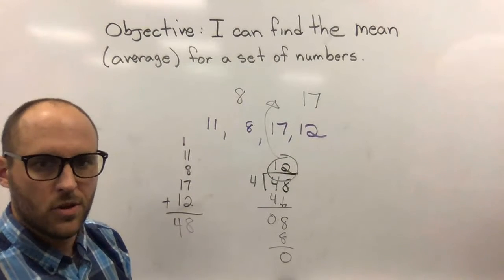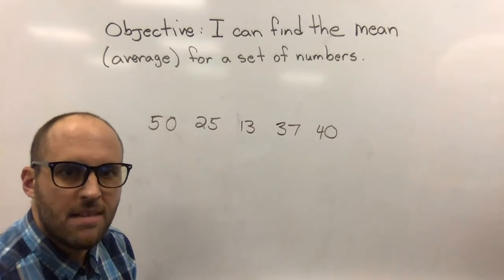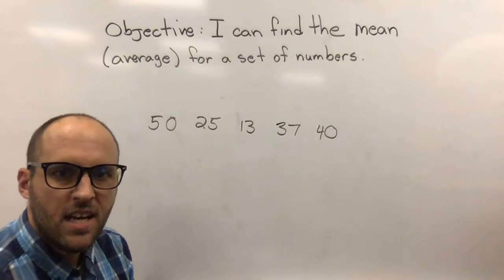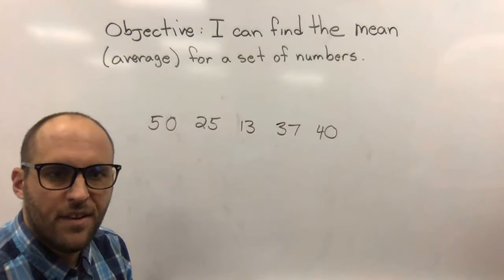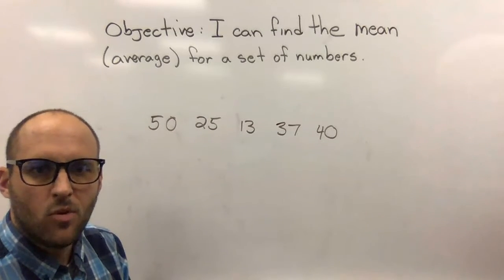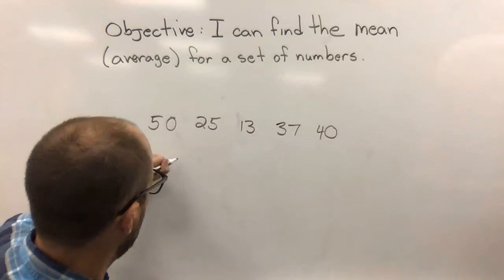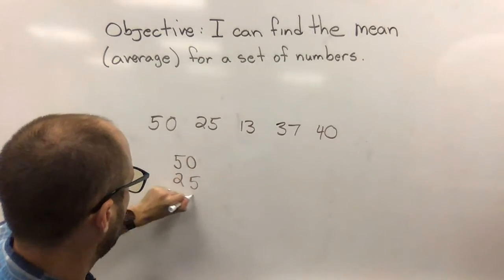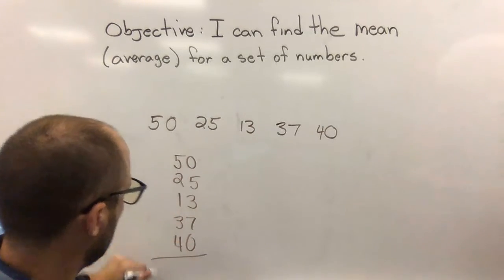Let's do another problem. In this problem, we're looking at Mr. Lambert's last 5 math grades. So we have a 50, a 25, a 13, a 37, and a 40. So, one more time. The first step is adding all these numbers together. So I have 50, 25, 13, 37, and 40.